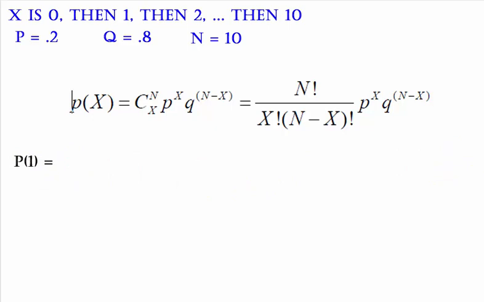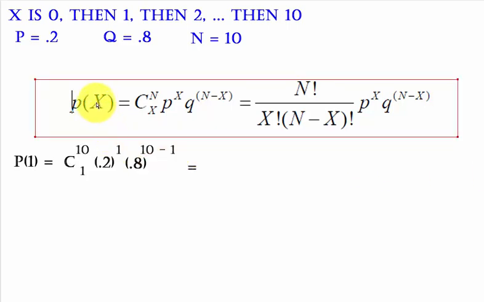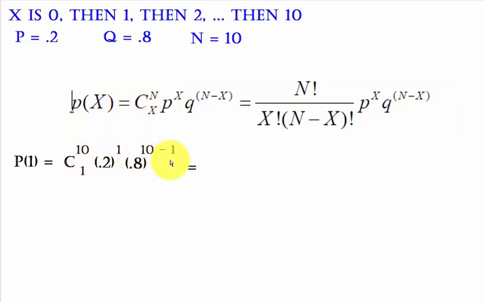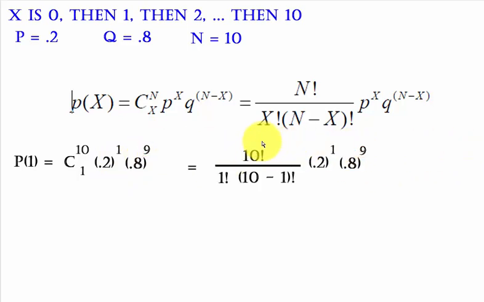Let's find the probability that only one person will get it right. So now you'll notice that our X has changed. It's no longer 0, it's 1. So every time you see an X up here, you're going to change it to 1. So we got 10 choose 1, 0.2 raised to the 1, 0.8 raised to the 10 minus 1. Cleaning that up a little bit. And again, we're going to change the x in this formula to 1.